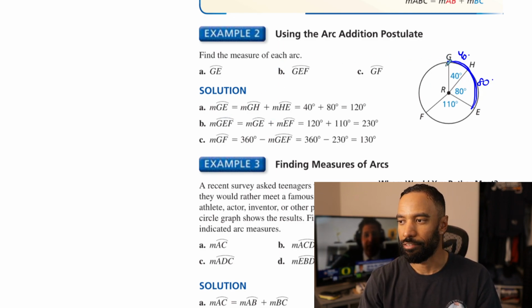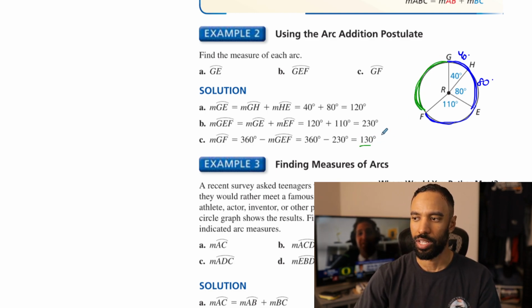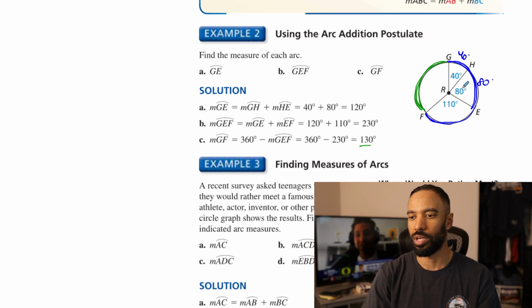Measure of arc GEF. Now, GEF is this entire set right here. You take the 120 that we just got plus an additional 110, you get 230 degrees. And measure of arc GF is everything that's not measure of arc GEF. So subtract the 230 from 360, and you get 130 degrees on that one. So that's the 130 plus everything else that you saw.